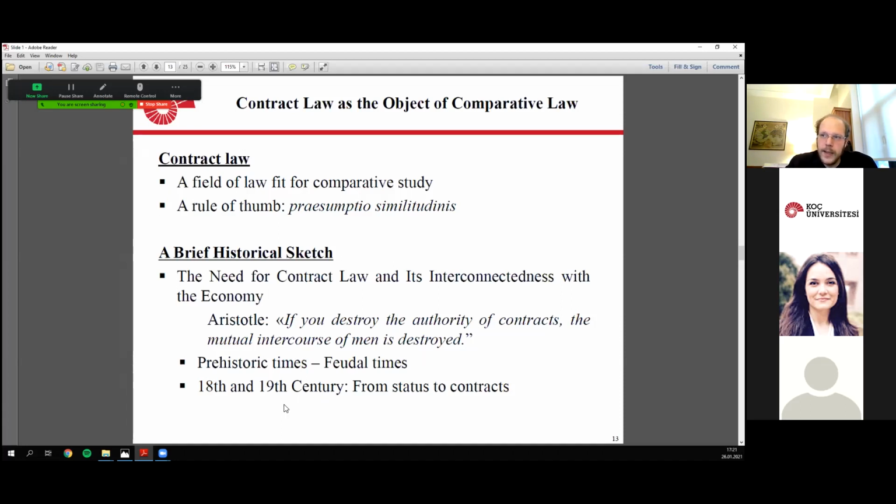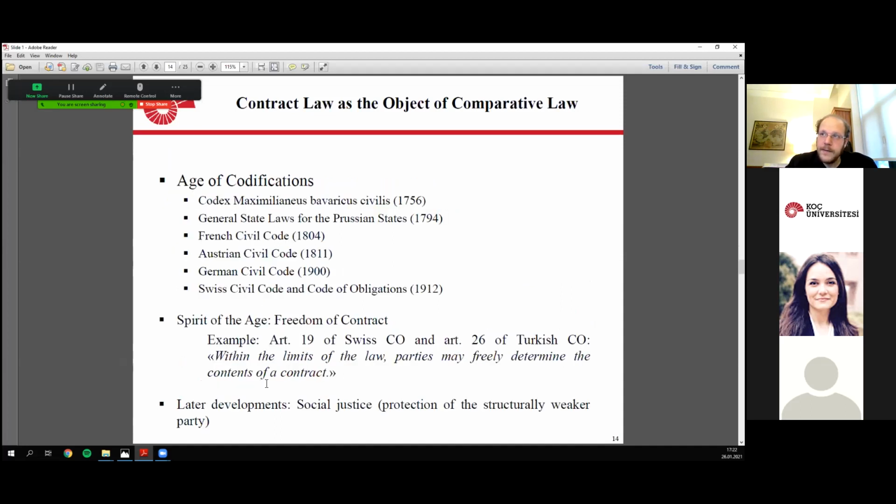When we come to the 18th and 19th centuries, we see a shift from status to contracts. After these dates, society moved away from agriculture and embraced industrial economy, and the importance of the division of labor was recognized. Following that, the idea of liberalism emerged, and based on all these developments, the importance of contract increased. These were the times when new codes were being drafted throughout Europe, especially in the civil law part of Europe.